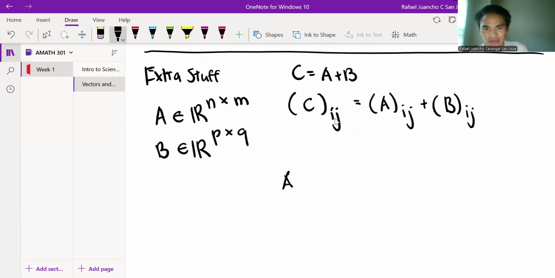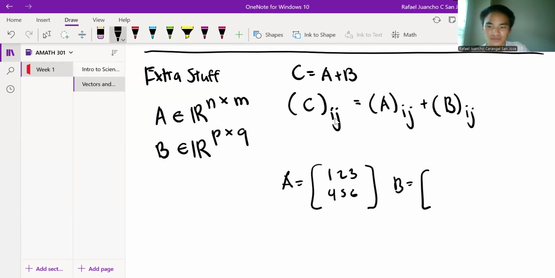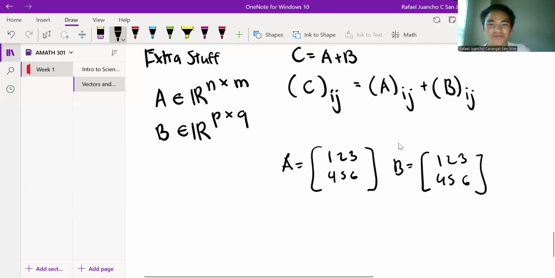When we're adding, let's say we have A. Let's say I'm going to put numbers: 1, 2, 3, 4, 5, 6. Right? So you have B. Let's do the same thing. I'm making it simple: 1, 2, 3, 4, 5, 6. Easy, right? Let's make the numbers simple. How do we add this thing? Matrix C. We're adding it per element, right? Okay.